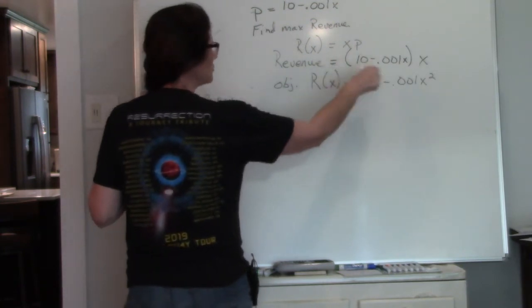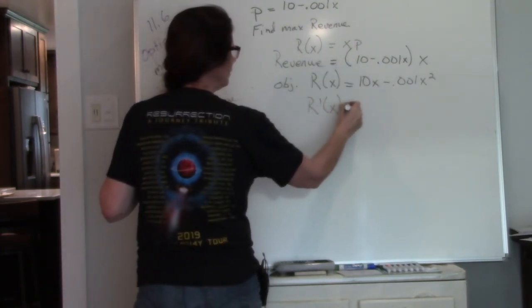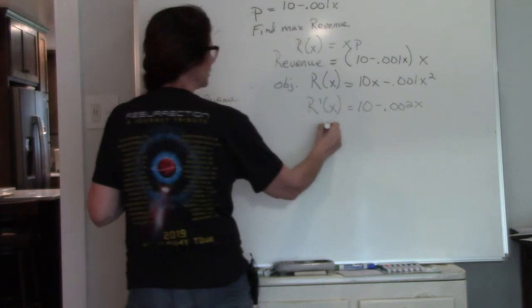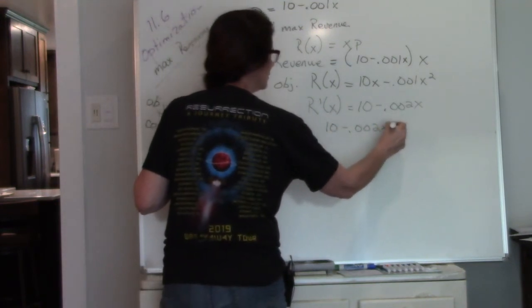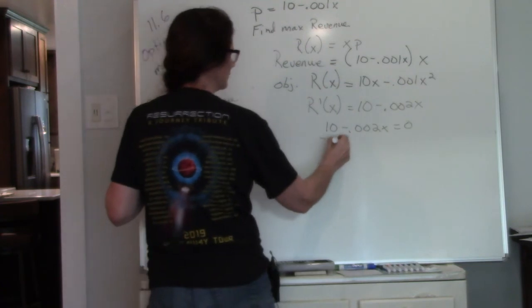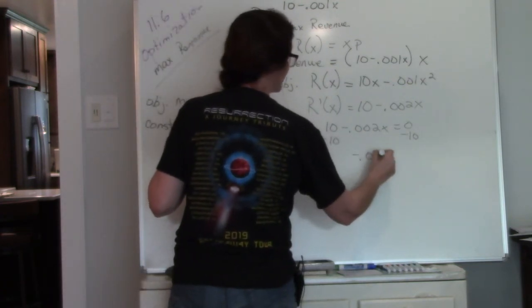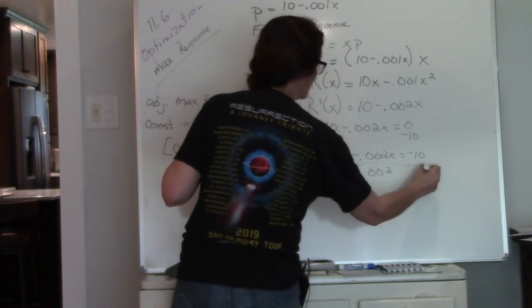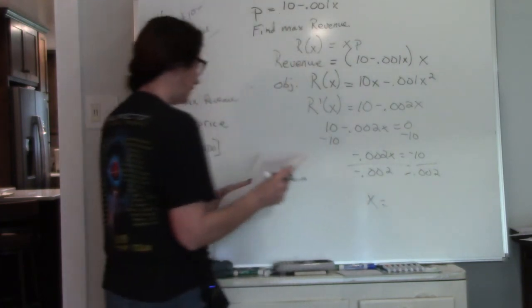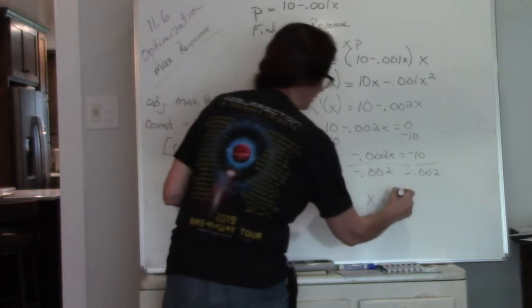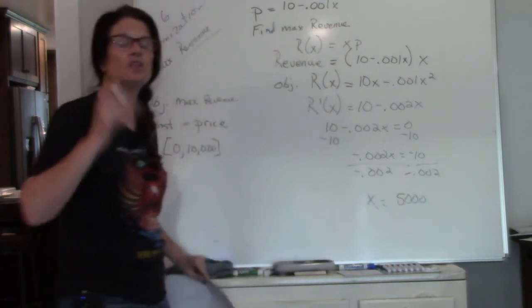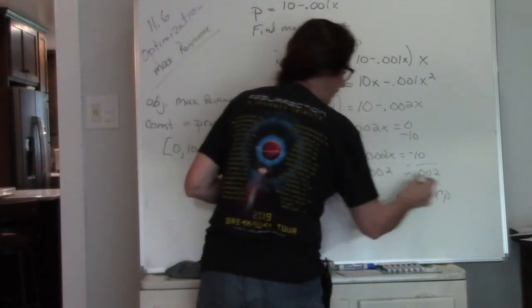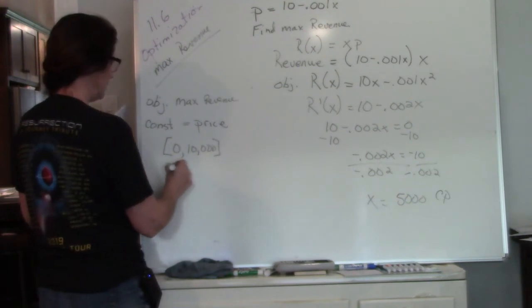So here we go. Here's my original function. I'm going to find the derivative of it. There's my derivative. I'm going to set my derivative to 0 and solve for x. Divide by negative 0.002, don't forget your negative, and 10 divided by 0.002 is 5,000. Now don't forget what you're doing. What we just found was the critical point. So we have our endpoints and we have our critical point.